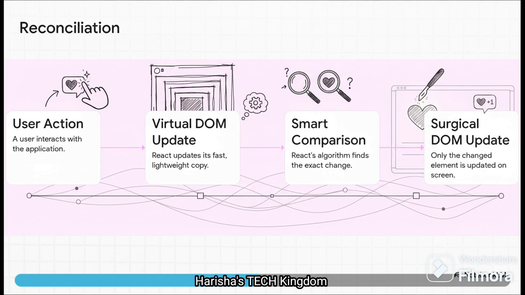Then, and this is the magic part, it runs a lightning-fast comparison between the new blueprint and the old one. It instantly spots the only thing that's different. And then it performs this tiny surgical strike on the slow, real DOM. It just changes the light count, and that's it. Everything else is left untouched. That is the secret weapon. That's why it feels so fast.